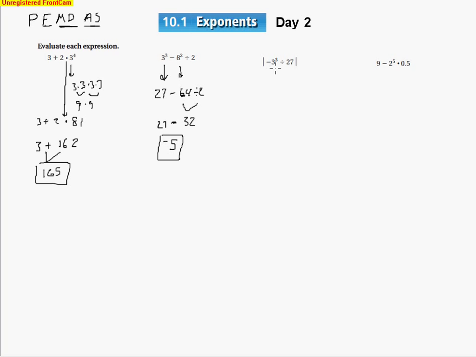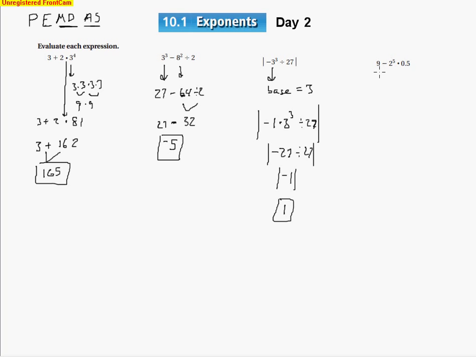So in this problem, same sort of thing. I've got to evaluate this exponent, this power first. Remember, this base is 3, not negative 3. So it's going to be negative 1 times by 3 to the 3rd power. And then I'll divide by the 27. And at the end, I'll take the absolute value. So 3 to the 3rd power makes 27. Opposite of 27 is negative 27. Divided by 27 gives me negative 1. But at this stage, I'll take the absolute value of negative 1, and that just makes 1.